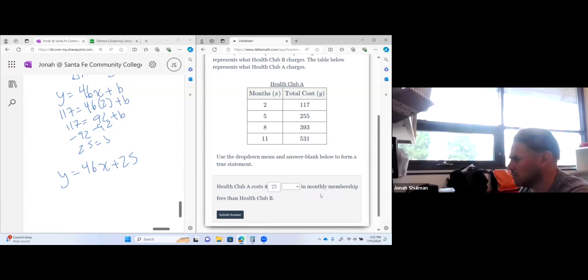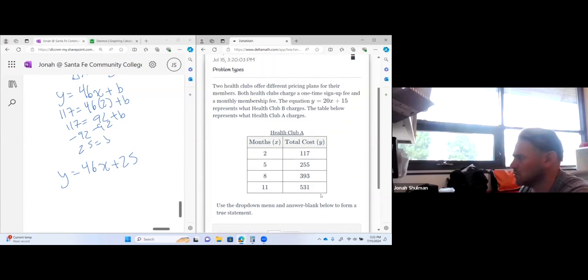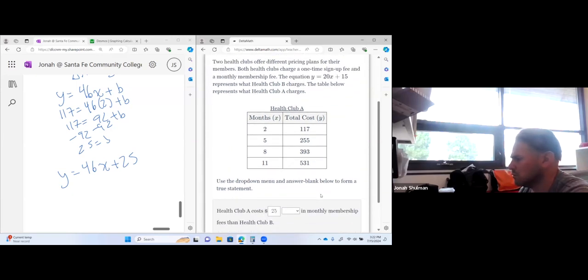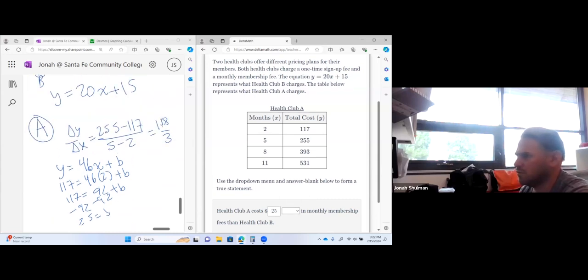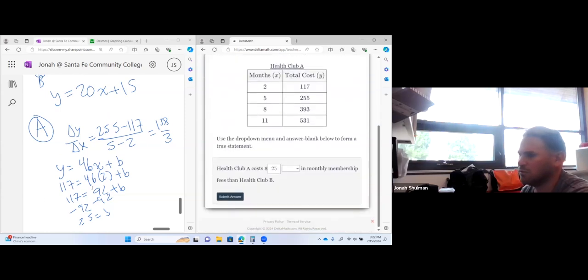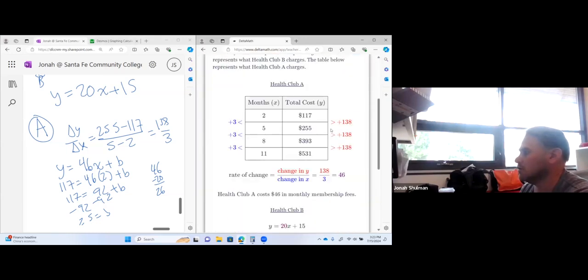Oh, we just want to know the monthly membership. The monthly membership for the first one is $20. The monthly membership for the second one is $46. So all we have to do is 46 minus 20. That's it. I just want the difference in slopes. So it costs $26 more. I thought we were going to have to do the equations and figure out when they were equal, but that's fine. It's whatever they want. Ta-da.